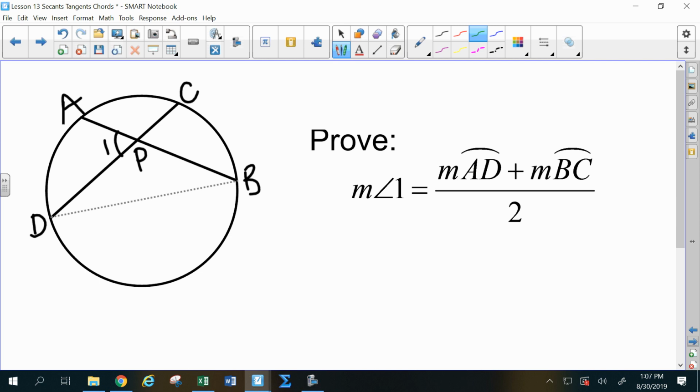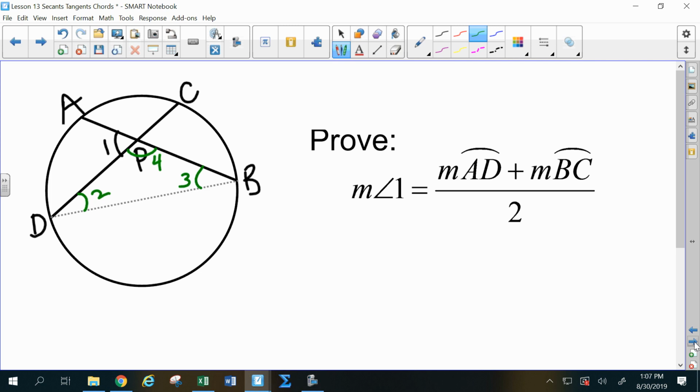So I'm going to label this one as angle 2, this one is angle 3, and this one in here is angle 4. That way I can just say angle 4 instead of writing out angle BPD and trying to keep all of those letters straight when I name things with 3 different letters. Just make the proof a little bit shorter.